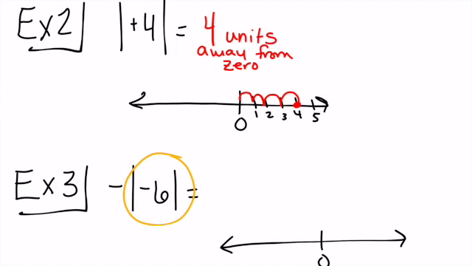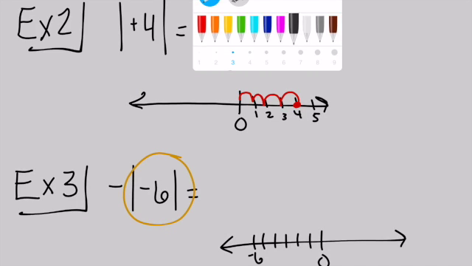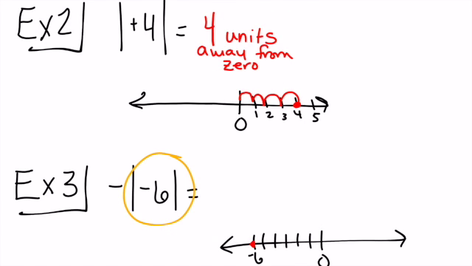All right, here's my number line. 1, 2, 3, 4, 5. There's negative 6. How many jumps away from 0 is it? 1, 2, 3, 4, 5, 6. So it's 6 jumps away from 0, or 6 units away from 0.